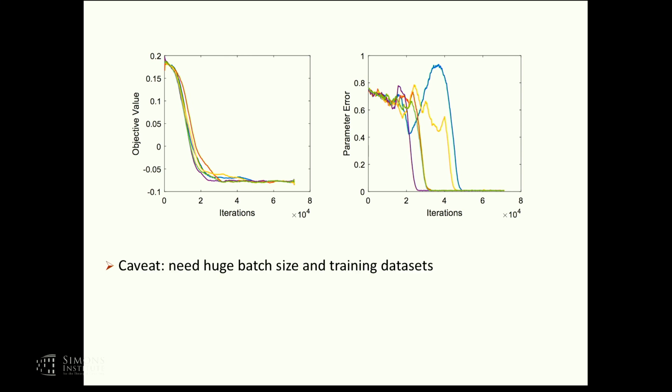All right, and one of the caveats about the experiment is that it requires much larger batch size and training data sets. Part of the reason, I think, is that we kill too much information by killing all of those high-order terms. Those high-order terms do have some useful information, but we are not using them.